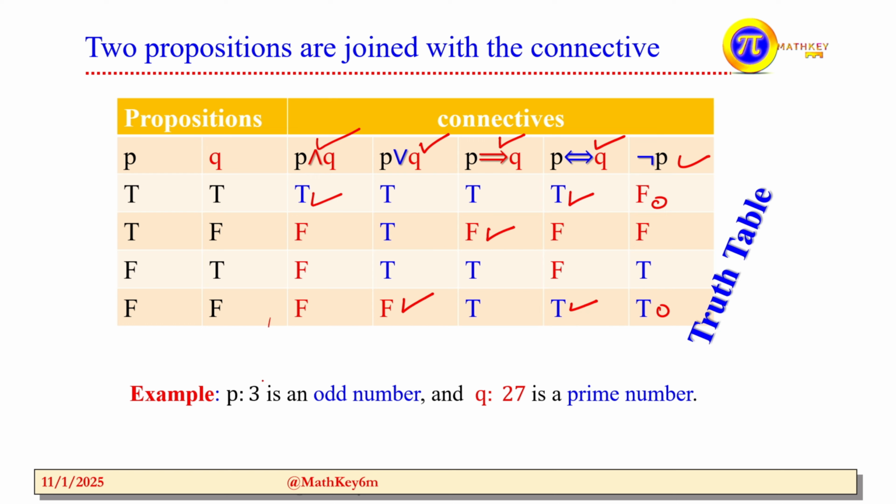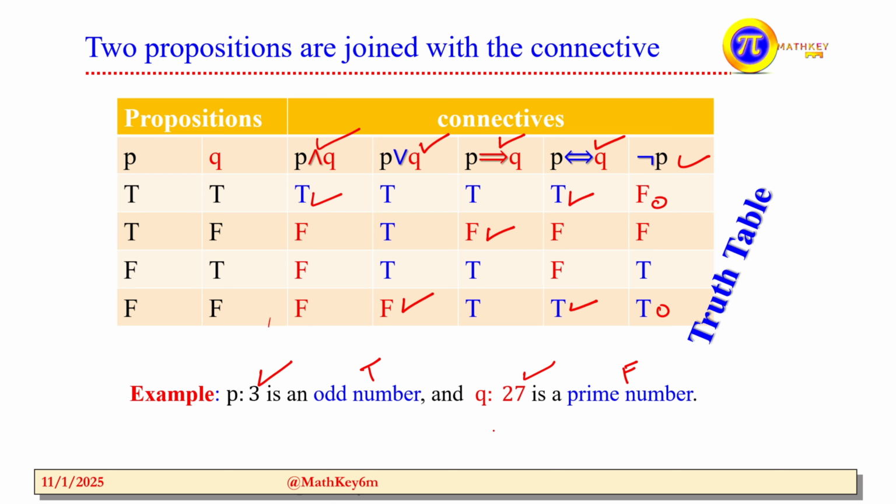Let us consider some examples. P says that 3 is an odd number. Q says 27 is a prime number. 3 is an odd number, yes it is an odd number. This is a true statement, that means P is true. Q: 27 is a prime number. Is it a prime number? No, it is a composite number since it has factors. What are the factors? 1, 3, 9 and 27. It has 4 factors, which means it is a composite number. This statement is false.